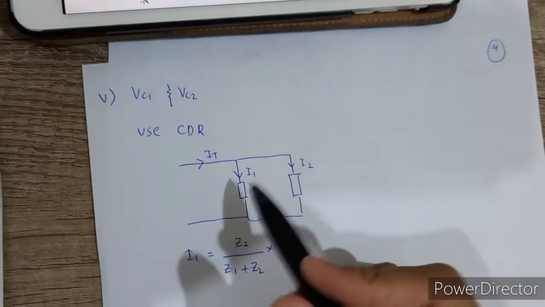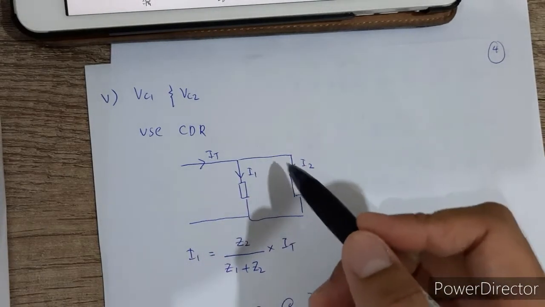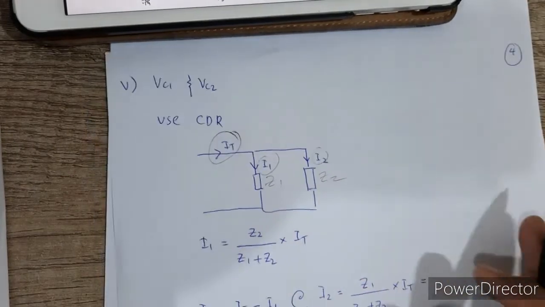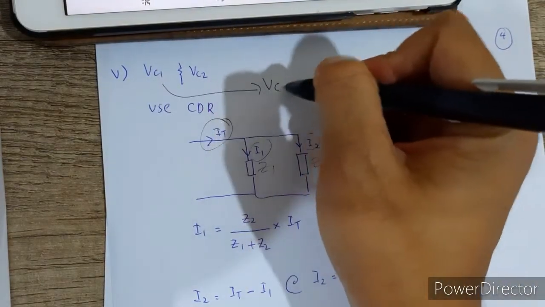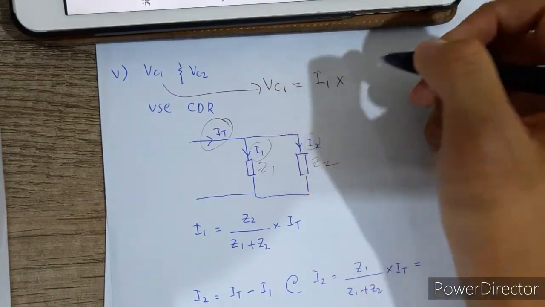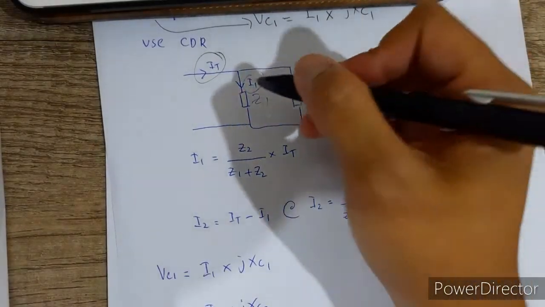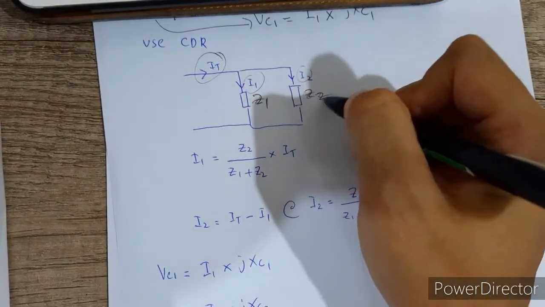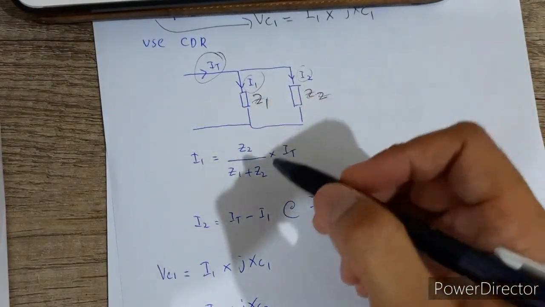To apply CDR, remember you have to draw the standard circuit for CDR. So we have I total, I1, I2, this is Z1, this is Z2. Firstly, we want to determine VC1. VC1 equals I1 multiplied by jXC1. The I1 flows through Z1, and then this is Z2. Z1 and Z2 are the combination based on the previous question.